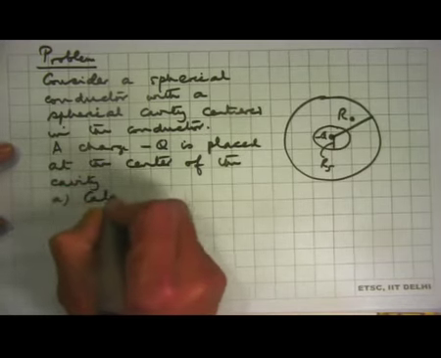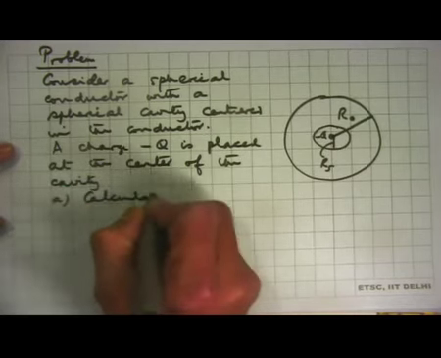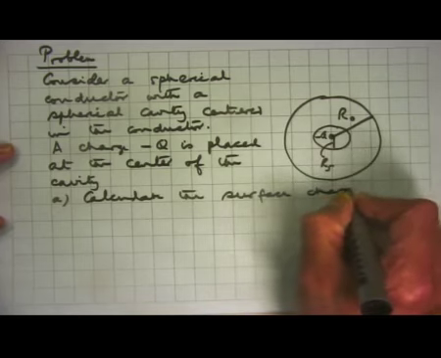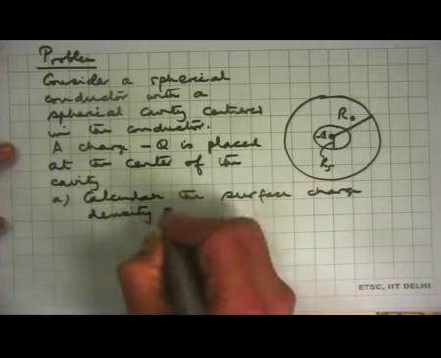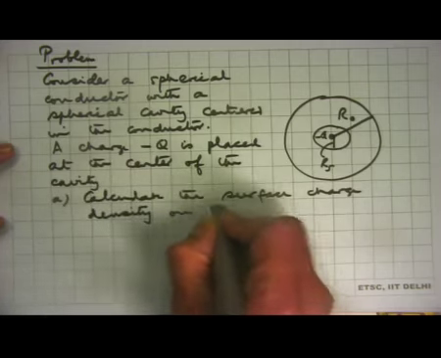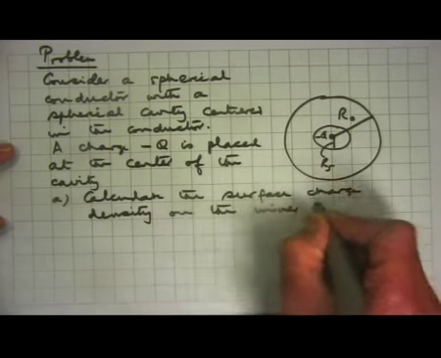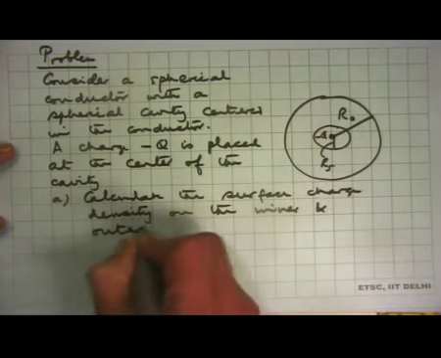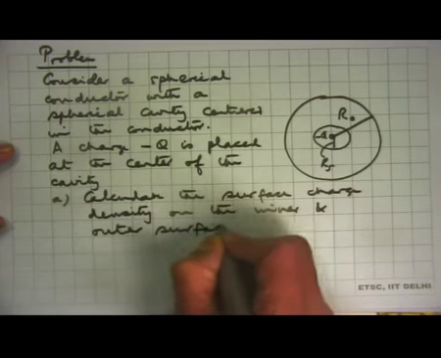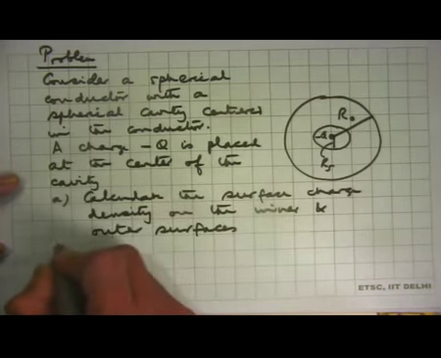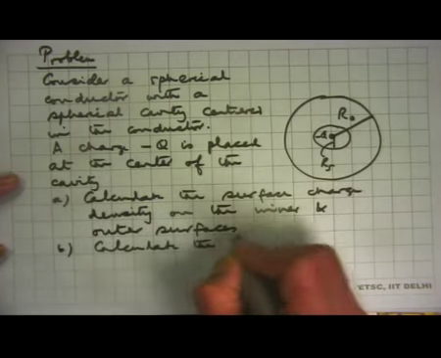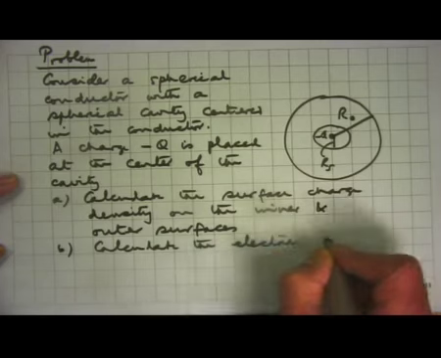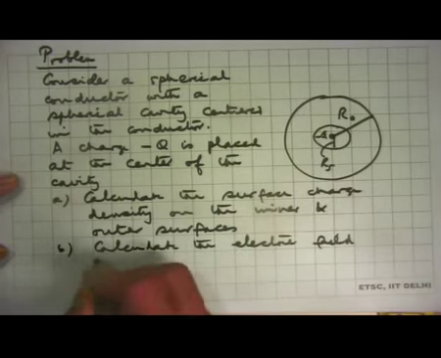So, A, calculate the surface charge density on the inner and outer surfaces, and B, calculate the electric field everywhere.